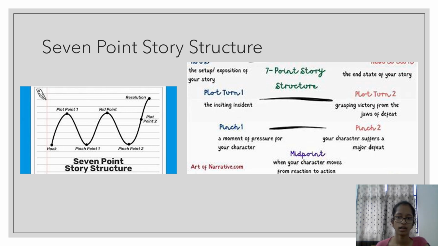Then the midpoint. This is where a character moves from reaction to action. Then pinch point 2. This is where a character suffers a major defeat. Then plot turn 2. This is the grasping victory from the jaws of defeat. Then the resolution. This is the end state of your story.